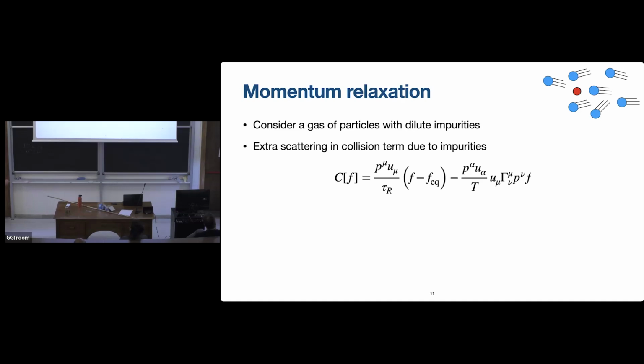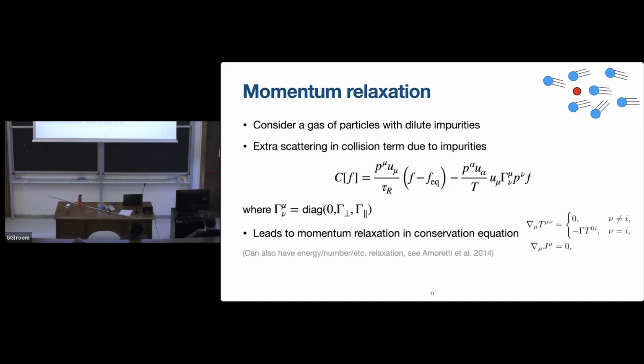Here we add another term which is proportional to gamma, which is telling you how much you're breaking momentum conservation. This leads to momentum relaxation in the conservation equation. So you see that there's non-conservation of one of the three components of your energy momentum conservation. In principle, this has been studied also by this group in Genoa, for the case where you also have relaxation in energy, relaxation in the number density, things like this.